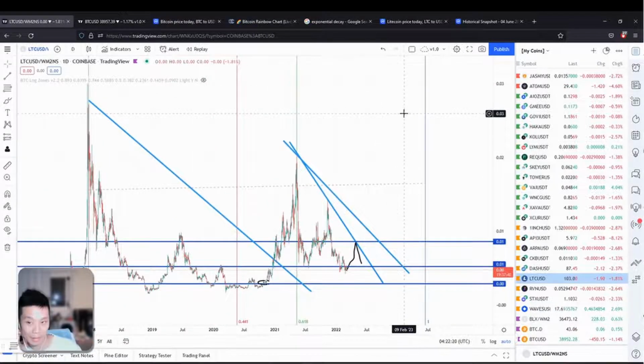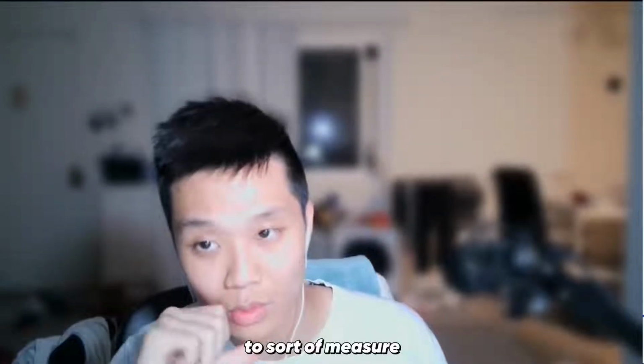That's my expectation. So that's just what I wanted to show you about how you can use Litecoin to sort of measure wherever Bitcoin stops.